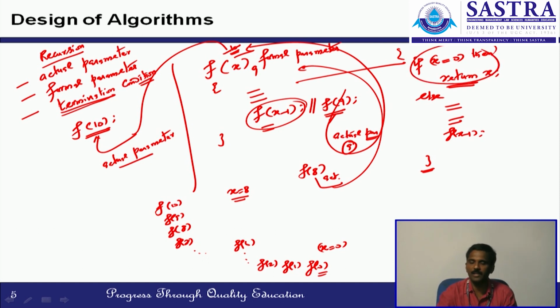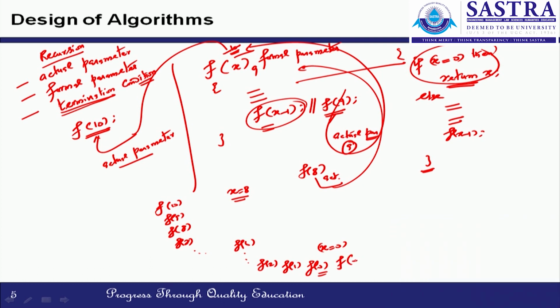If no termination condition is specified, the function will be called infinitely. For example, f of 0, with no termination, will become f of minus 1, f of minus 2, etc. So this goes on, infinite calls will be made, with no termination, because one important criterion of an algorithm is termination. After some finite amount of execution time, an algorithm must terminate its execution.